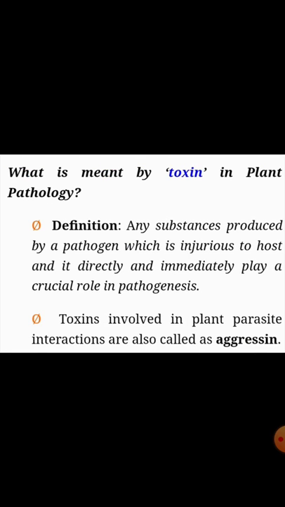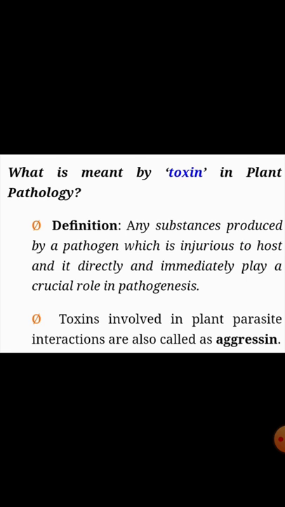What are toxins? Toxins are substances produced by a pathogen which are injurious. Injurious means very harmful to the host, and they directly and immediately play a crucial, means very important, role in pathogenesis. Pathogenesis, I already told you, is the manner of development of a disease, in what manner disease develops inside the host cell.